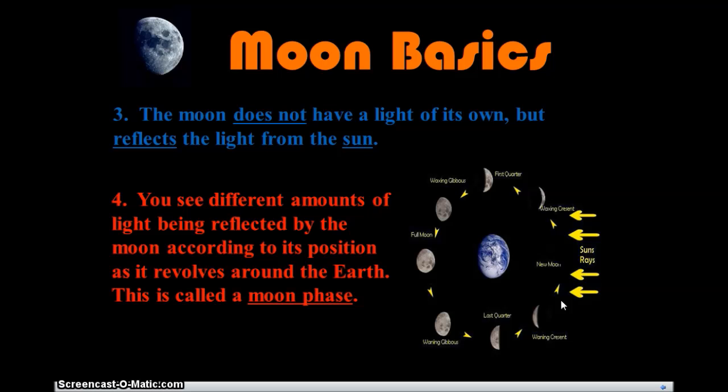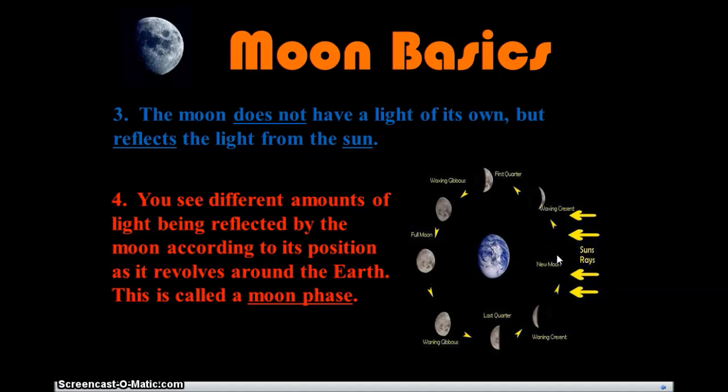Now, we will see different amounts of reflected light when the moon is in different positions as it is revolving around the Earth. And this apparent change in shape of the moon is called a moon phase. So, essential question number one, why does the appearance of the moon change?